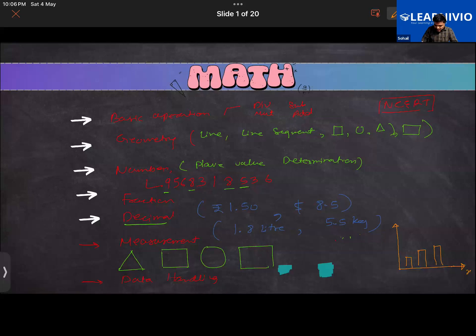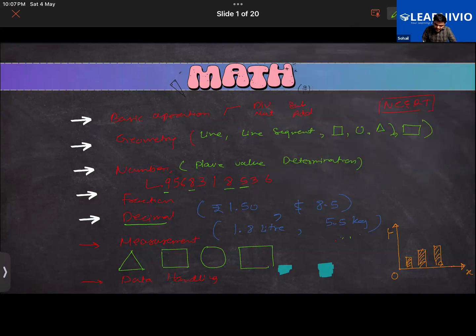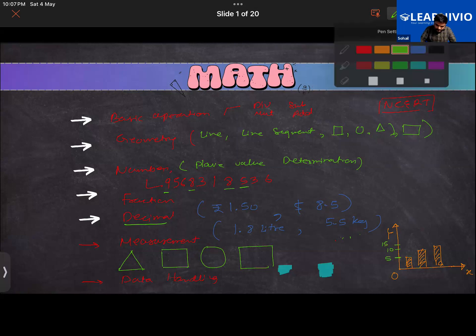Have you guys seen such charts? Yes. Okay, now. So we have got different types of data. For example, let's say that 5, 10, and this is, let's say, 15.